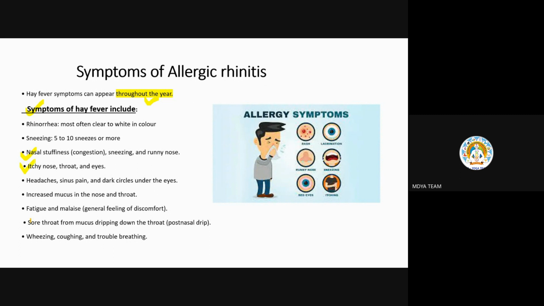Then itchiness in the nose. Sometimes we feel itchiness in the nostril, a very uncomfortable condition. Then itching in the throat, eyes and nose. Then headache, also sinus pain. In sinusitis we'll see that below the eyes there are sinuses, two sideways in the cheek region, and then at the front of the forehead, in the middle of the eyes where we put a bindi, and behind that also. We'll study all the sinuses in sinusitis.